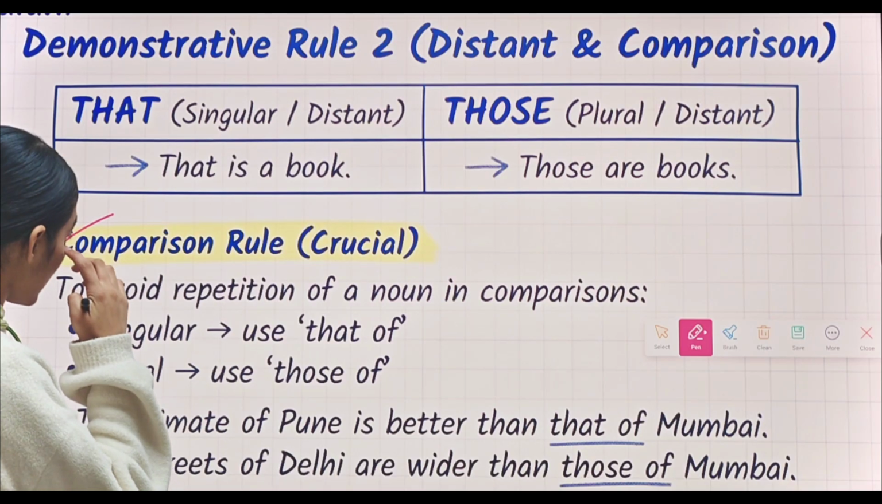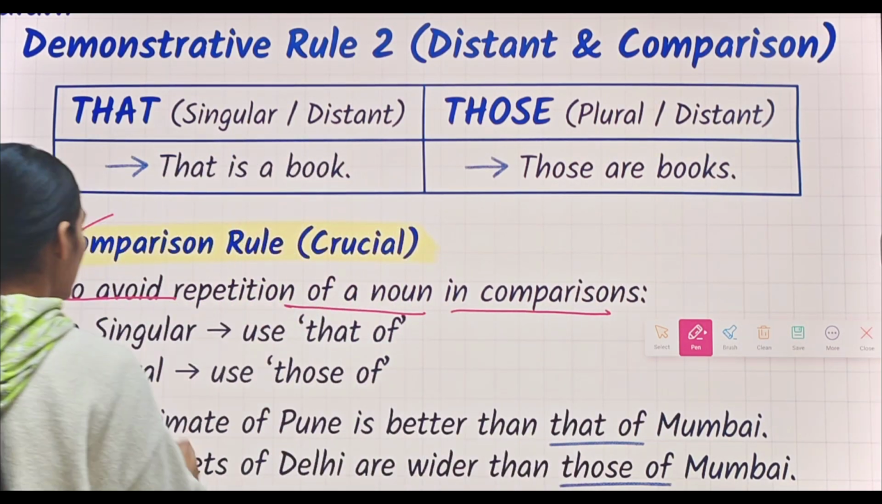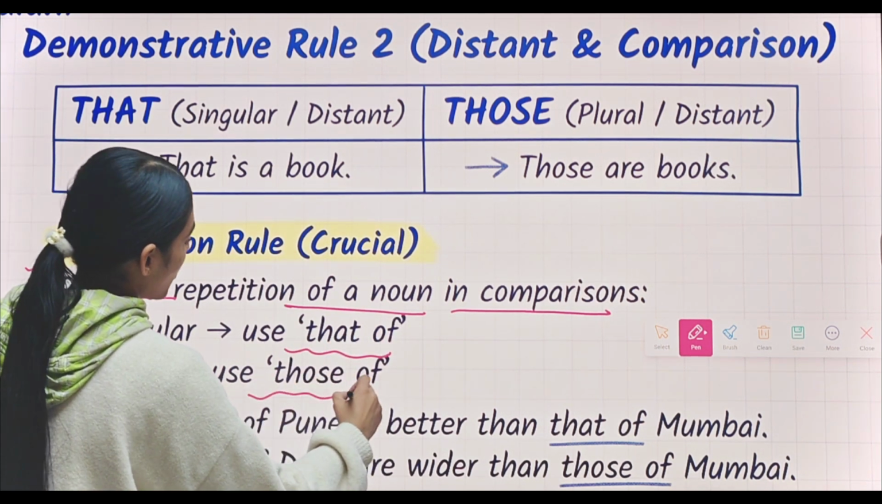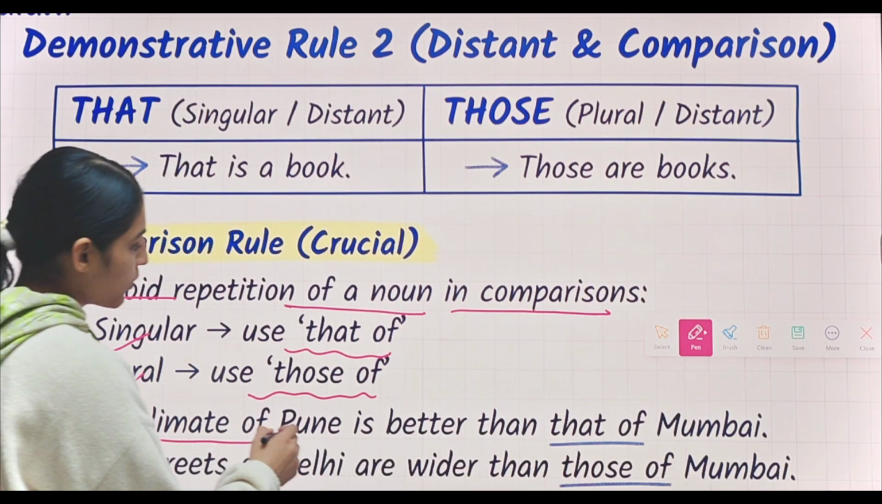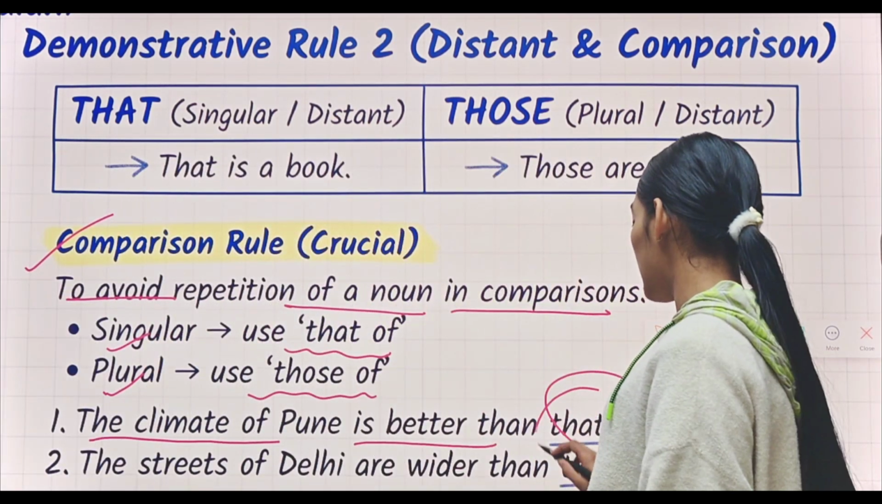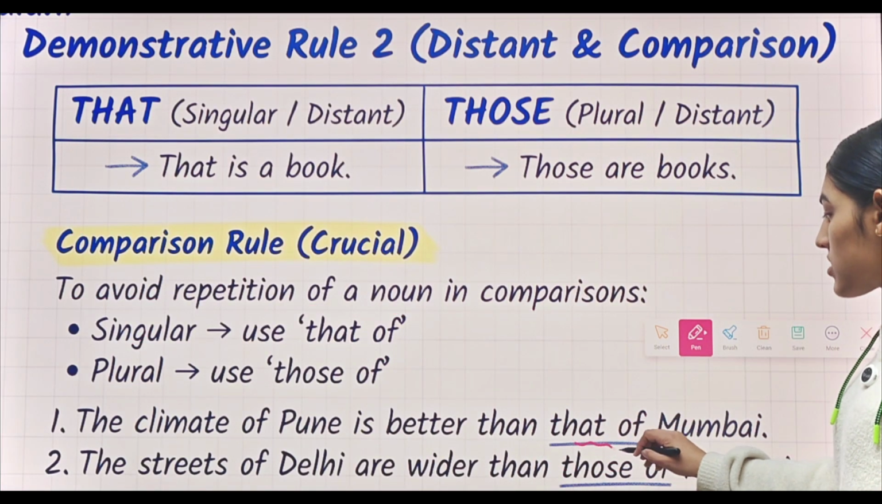This is quite crucial. Let's see. To avoid repetition of a noun in comparisons, for the singular form we use that of, and in the plural we use those of. Alright. Now let's see the examples that we have. The climate of Pune is better than that of Mumbai. Instead of using climate of Mumbai again, we will use that of.